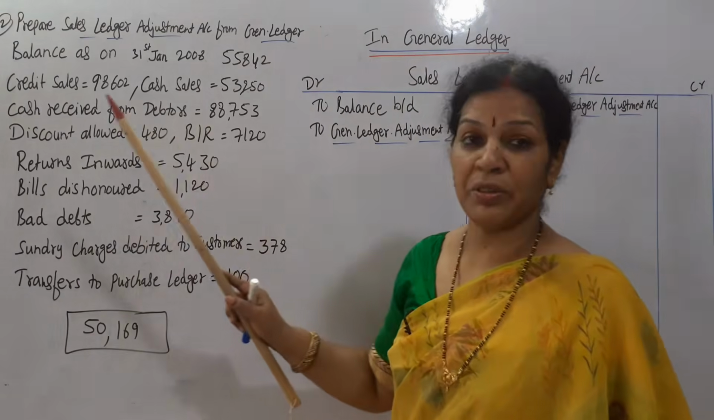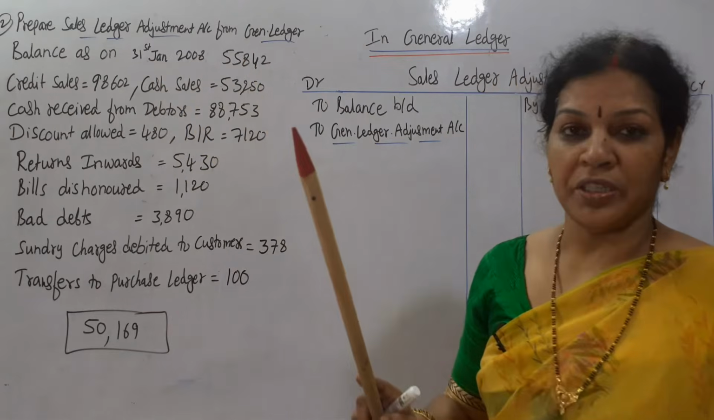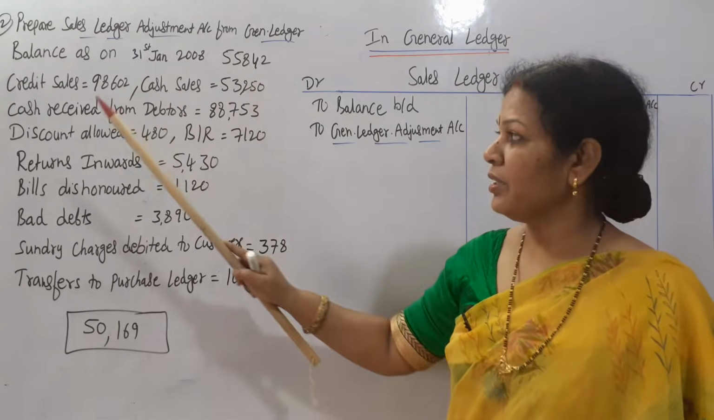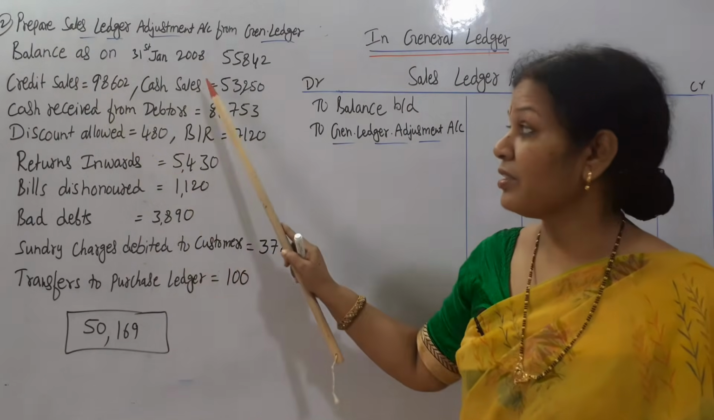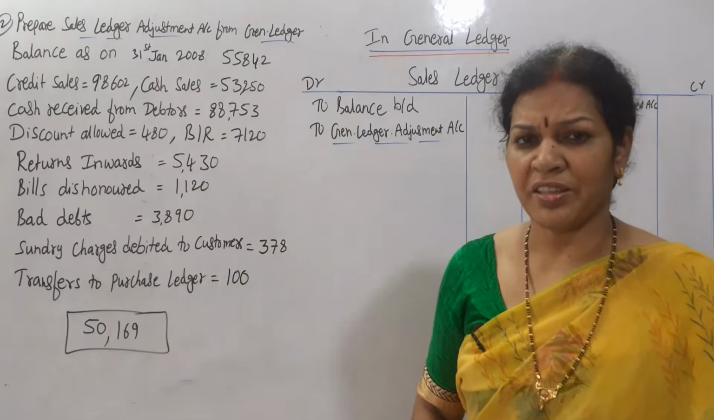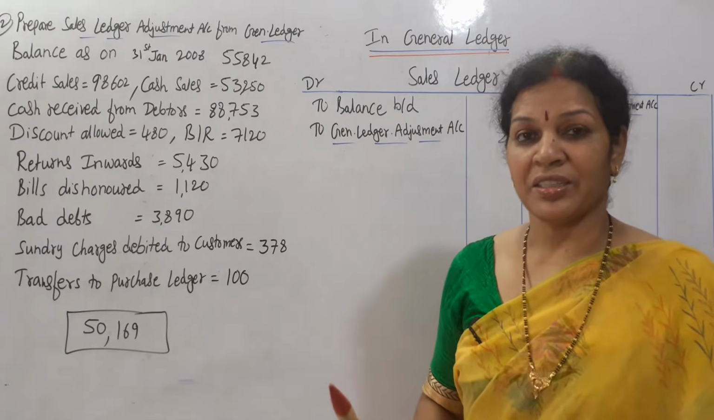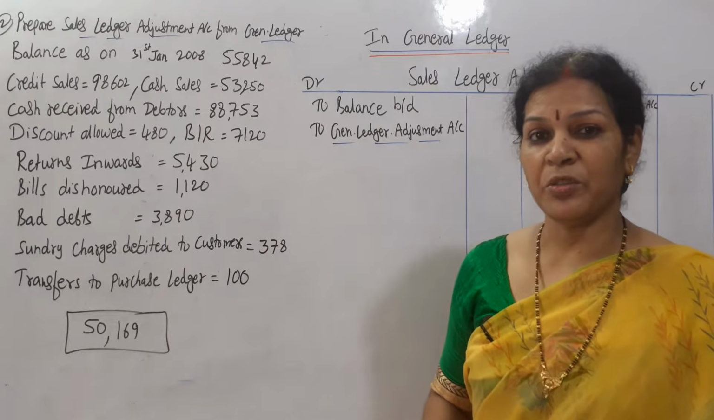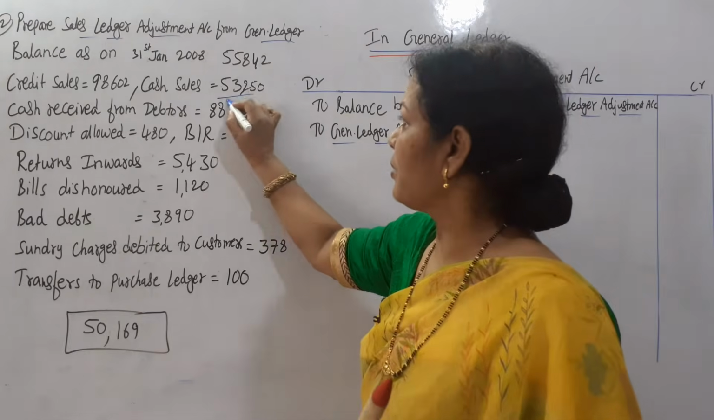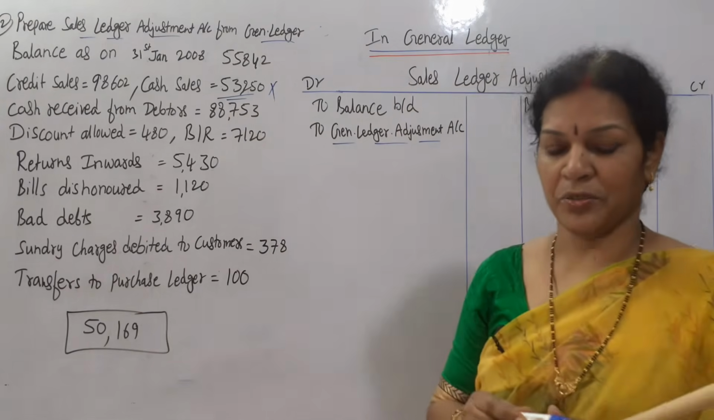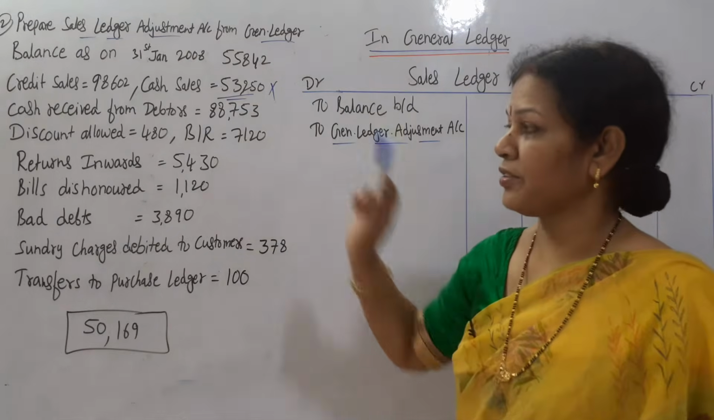Okay, what is given to us? Balance as on 31st January 2018. This is the opening balance. Opening balance, you write it on the debit side. Credit sales, cash sales. Cash sales are required? Not at all, because this sales ledger adjustment account is related to the credit sales only. So this we are not going to consider. Ignore it.